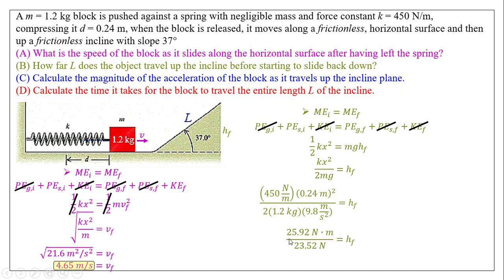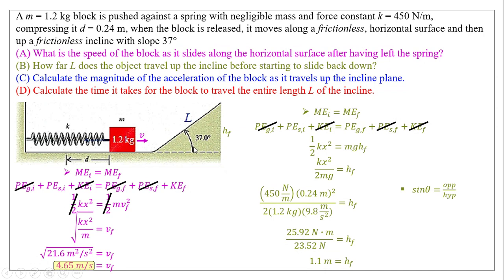If you simplify the numerator, you get 25.92. If you simplify the denominator properly, you get 23.52. Simplifying that down will give us a height of 1.1. Now, we're not done yet, right? We weren't asked to find h. We're asked to find the length of the ramp. So therefore, all we have to do is a little geometry. I'm going to apply sine here because sine by definition is opposite over hypotenuse.